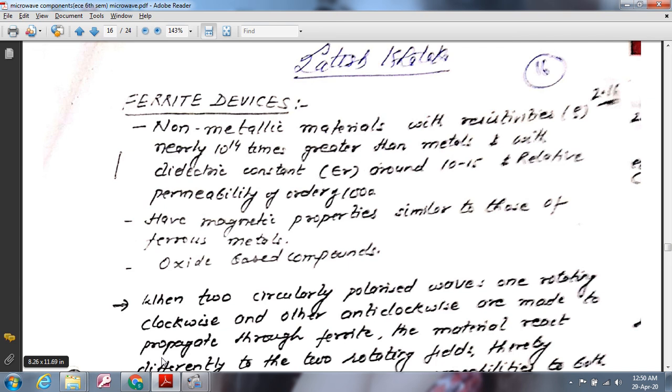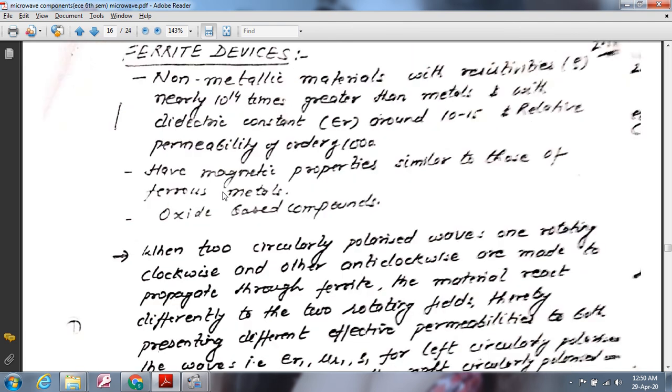Now first of all we are going to study what are ferrite materials. These ferrite devices or materials are non-magnetic materials with resistivities nearly 10 to the power 14 times greater than metals, with dielectric constant around 10 to 15 and relative permeability of the order of 1000. These are having magnetic properties similar to those of ferrous metals, and these ferrite materials are basically oxide based compounds.